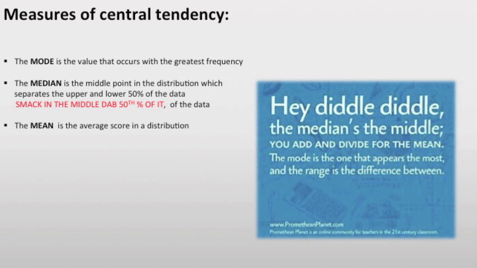The median is the middle point in the distribution, which is smack dab in the middle. The mean is the average score in a distribution.